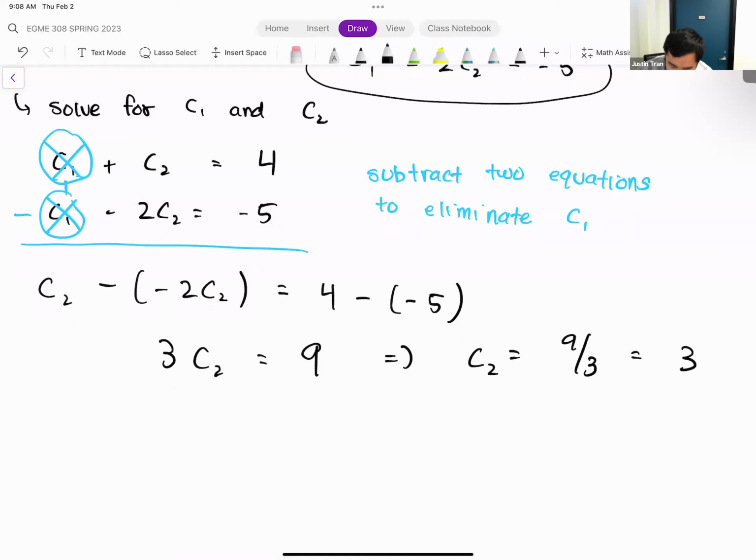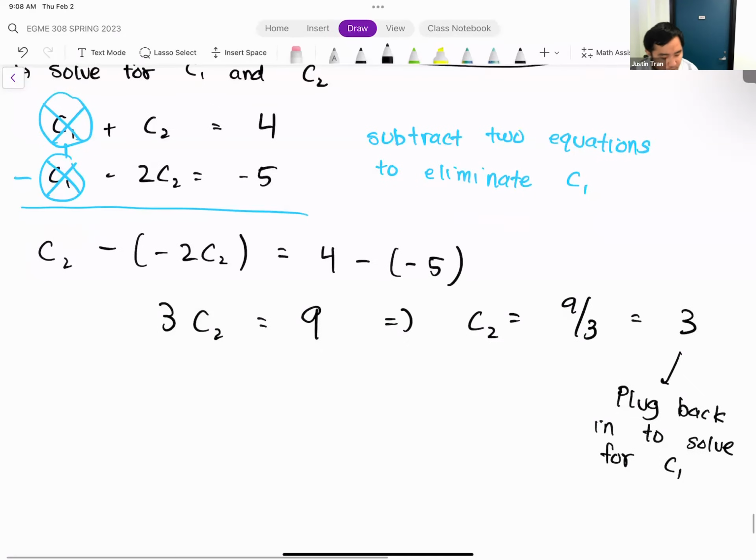And so now we know C2 is equal to 3. Let's go ahead and plug this back in. We're going to plug this in to solve for C1. You can plug into either equation. Either equation will give you the same answer. But for this particular problem, I think equation 1 is a little bit simpler.